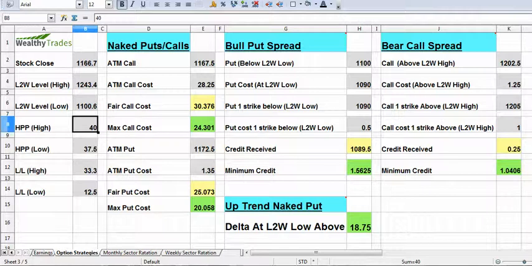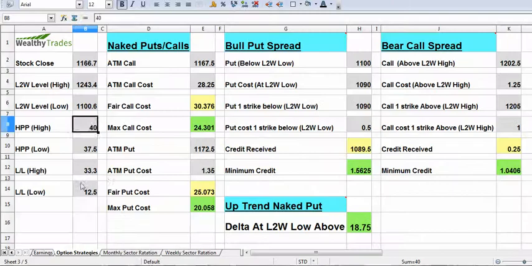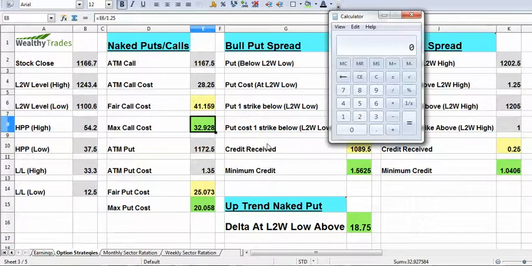But what was it? 54.2. Let me just verify. Yeah, 54.2. Let me put that back in there. But we know it's 54.2. So what we know is technically, yep, the fair value for that call is $41.16. We do a discount though. I want a discount of about 25% on that minimum, 25% on what Wealthy Trades will consider fair. So we do a 25% discount on that, which essentially gets us down.